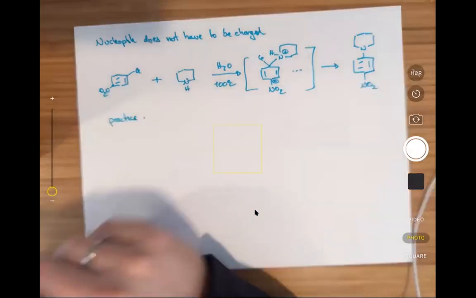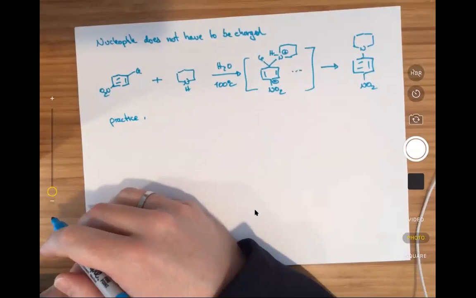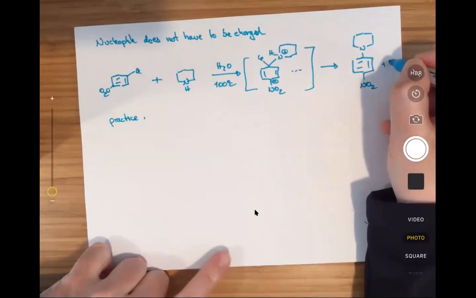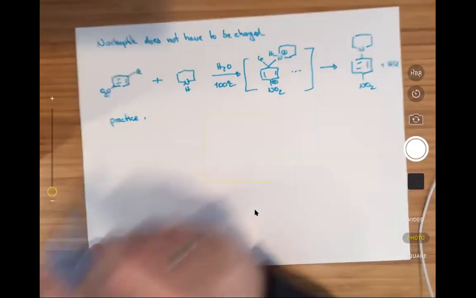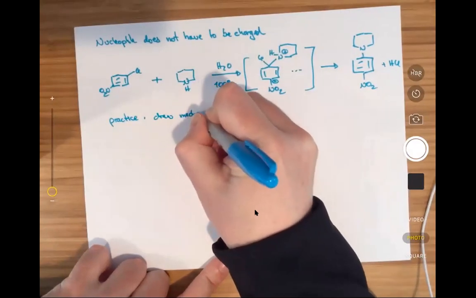And draw all the intermediate resonance structures that you expect for this reaction. There's actually, plus, what do we have? HCl as a side product, right? Draw the mechanism.